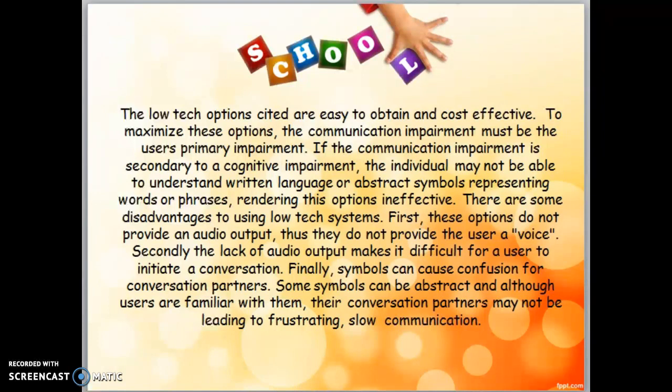There are some disadvantages to using low-tech systems. First, these options do not provide an audio output, thus they do not provide the user a voice. Secondly, the lack of audio output makes it difficult for a user to initiate a conversation. And finally, symbols can cause confusion for conversation partners. Some symbols can be abstract, and although users are familiar with them, their conversation partners may not be, leading to frustrating, slow communication.